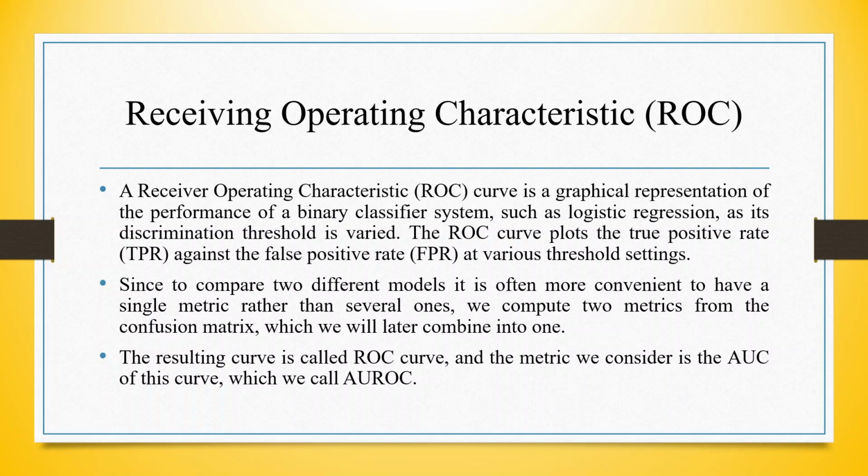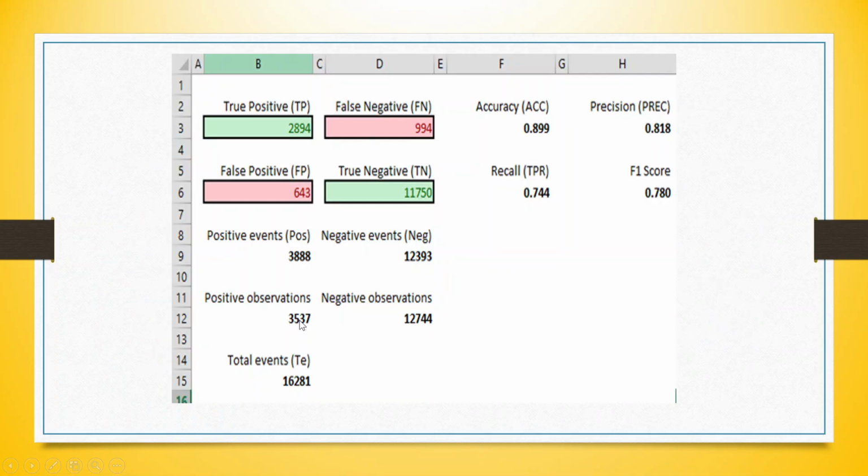The ROC curve plots the true positive rate against the false positive rate. True positive rate against the false positive rate. Let's go a little bit: true positive rate with false positive rate.